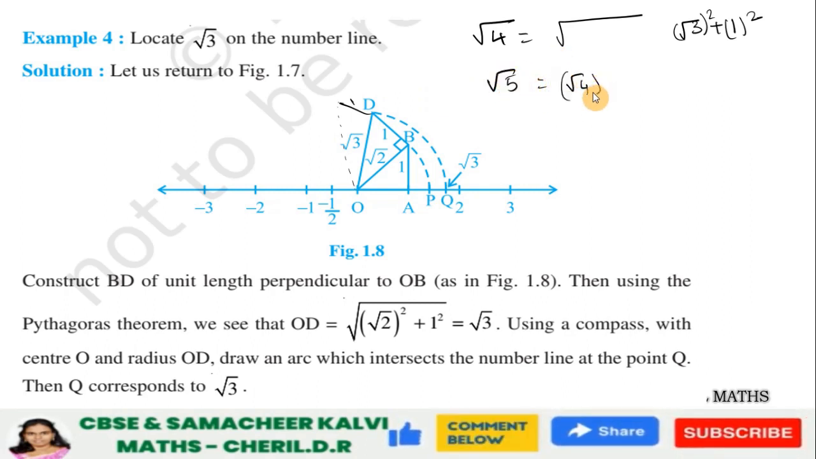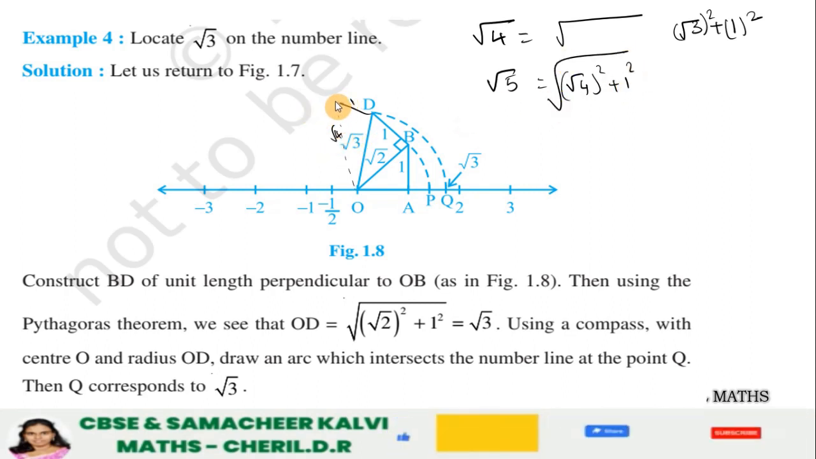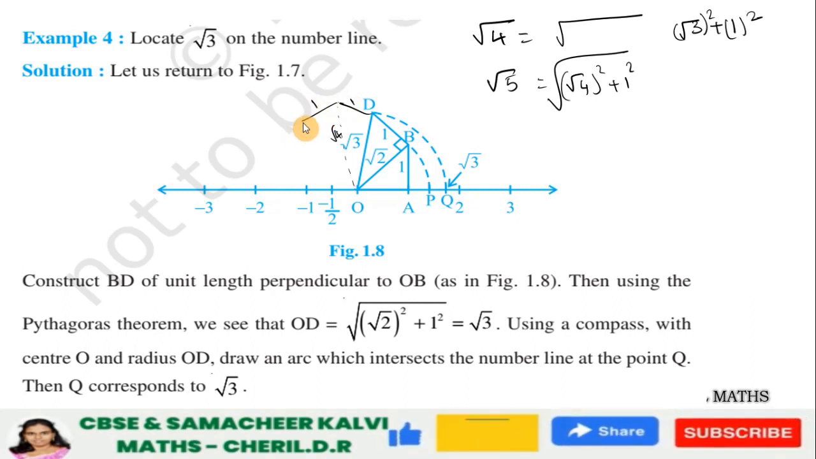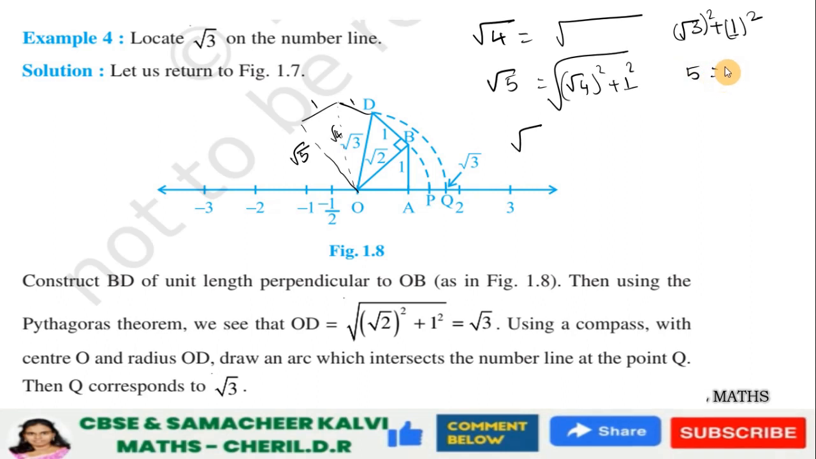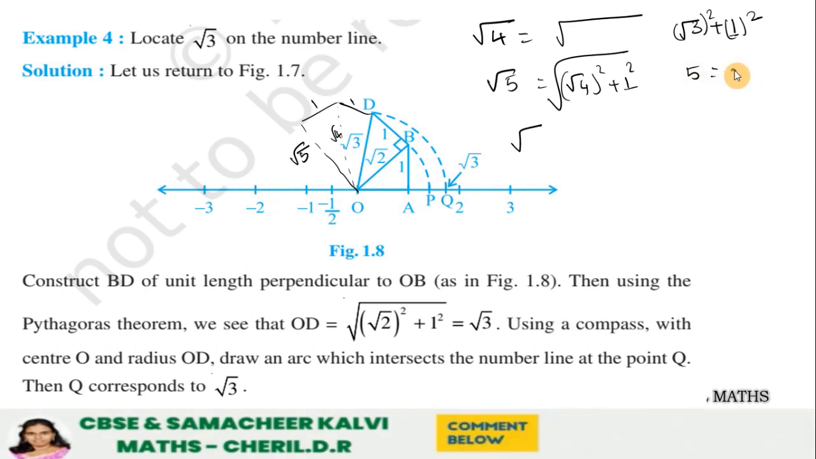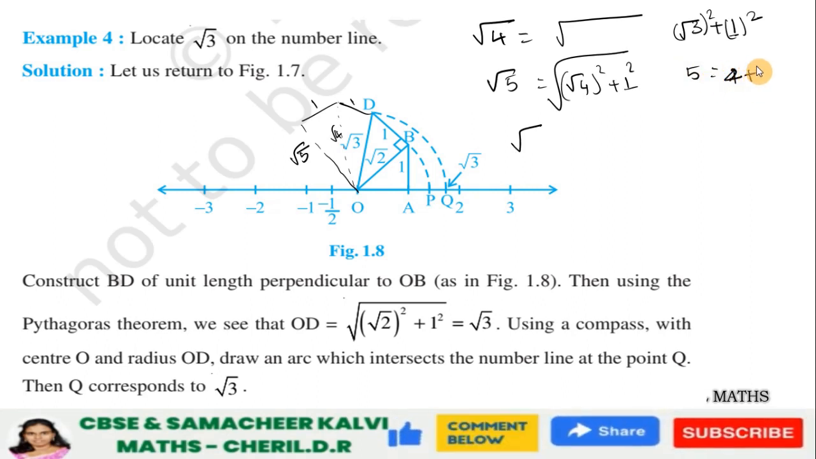Root 4 the whole square plus 1 square. So again with this root 4 line, you can draw for 1 unit, and then this will be your root 5. But drawing like this will be a little tedious if we just keep checking these ones alone. But we can say that we can write 5 to be what? 4 plus 1. We can write 5 to be 4 plus 1.